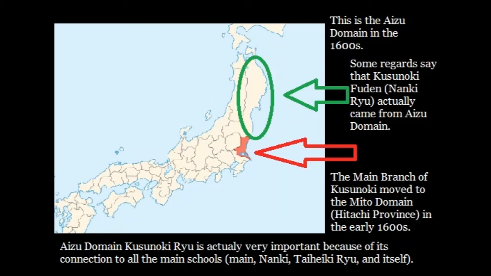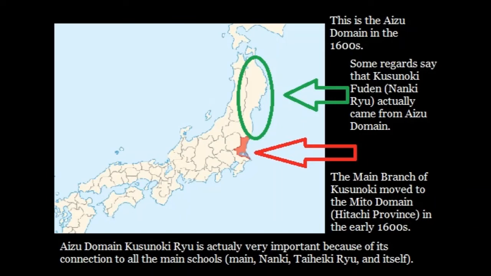Right? And this is important because there's a lot that takes place with the Izu domain Kusunoki Ryu in this area. This is also where some documents record that Kusunoki Fuden, the founder of the Kusunoki Ryu Gungaku, aka the Nanki Ryu, actually came from the Izu domain.